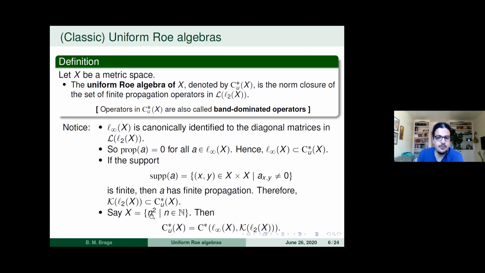Then every operator with finite propagation will look like you have some finite square in which you're allowed to have whatever you want. But after a while, the jumps between those elements will be bigger than the propagation. So this forces the operator to happen just on the diagonal. So you're just having the C*-algebra generated by the compacts and ℓ^∞.